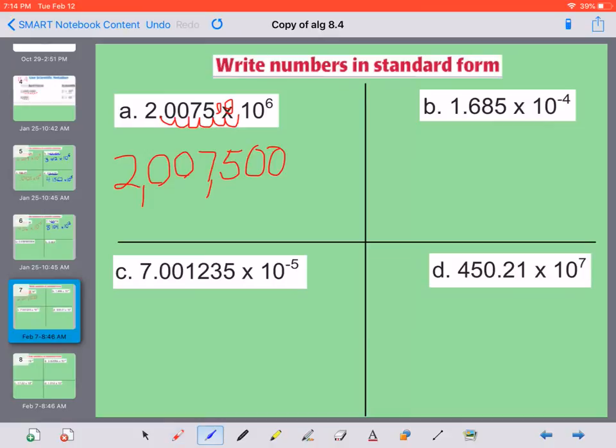Here we have 1.685 times 10 to the negative fourth. So if it's a negative, now we're trying to write it in standard form, so we're actually going to move forward now to make it a small number because we have a negative 4. So I'm going to move 4 spaces, 1, 2, 3, 4, and I'm going to fill those spots in with zeros. So what we're going to have is 0.0001685.